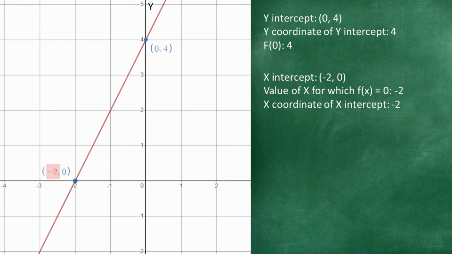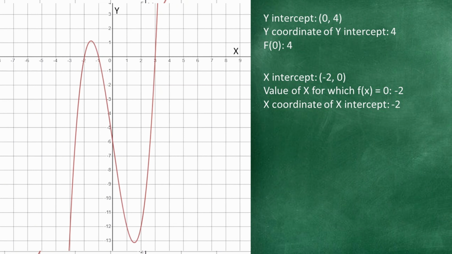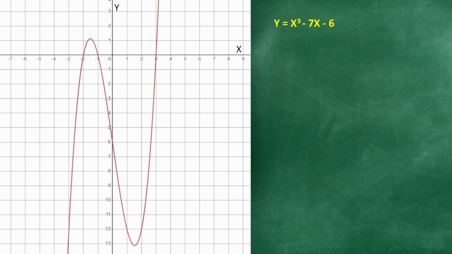The second thing that I want to point out to you is that we could have more than one x-intercept. We could never have multiple y-intercepts, because we're always looking at a function of the form y equals f of x, and we can only have one value for f of 0. But we could have several values of x for which f of x equals 0. Consider this graph, for example. This is the graph of y equals x cubed minus 7x minus 6. And as you can see, this graph crosses the x-axis 3 times.